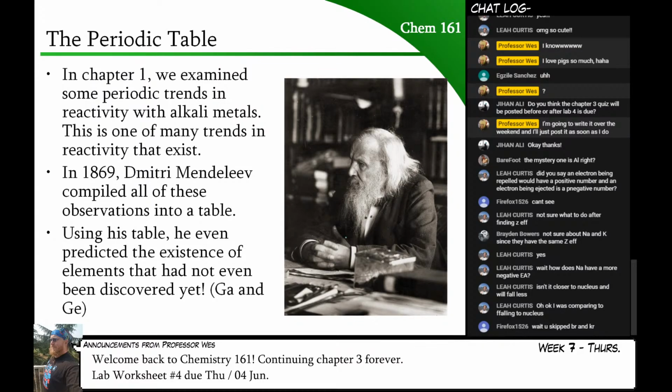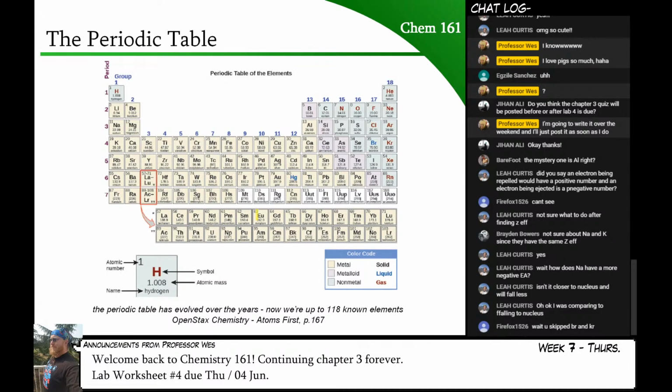Now, somebody in Russia figured this out and decided to arrange all the elements based on these properties that had been observed. And that was this guy, Dmitri Mendeleev. What Dmitri Mendeleev did was he created the very first periodic table. The periodic table organizes all of the trends that we have observed in a nice, concise place that looks like this. And so we can now use the table to make these predictive trends.